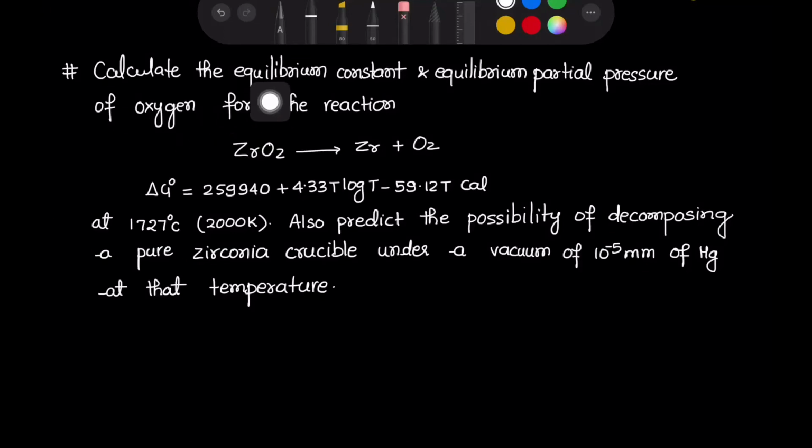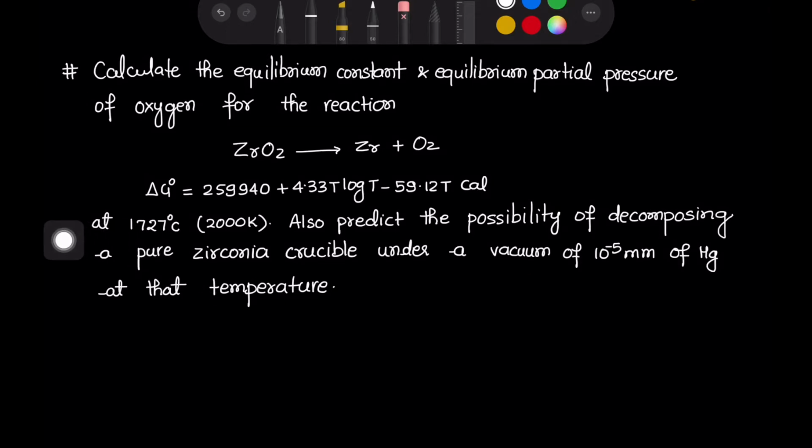Calculate the equilibrium constant and equilibrium partial pressure of oxygen for the reaction zirconium dioxide dissociating to form zirconium and oxygen gas. Delta G naught is given as this, and the temperature is 2000 Kelvin. We also have to predict the possibility of decomposing a pure zirconia crucible under a vacuum of 10 raised to minus 5 mm of mercury at that temperature.